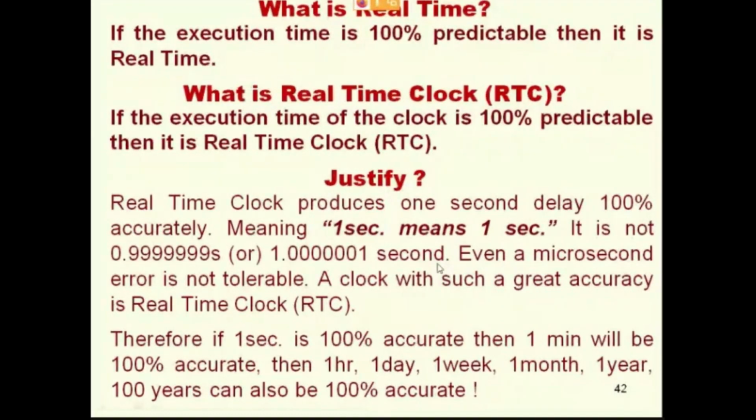If 1 second is 100% accurate, then 1 minute will be 100% accurate. If 1 minute is 100% accurate, then 1 hour, 1 day, 1 week, 1 month, 1 year, even 100 years is 100% accurate. But I do not know whether we will be available to see, after 100 years, whether it is working or not.